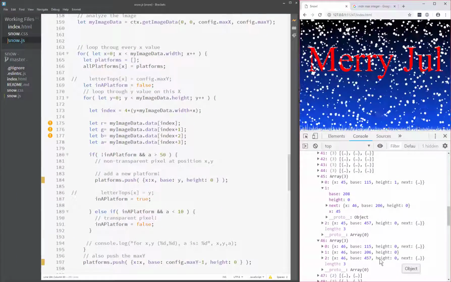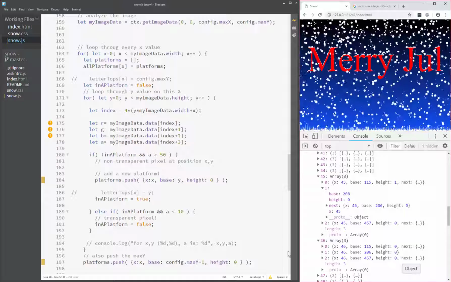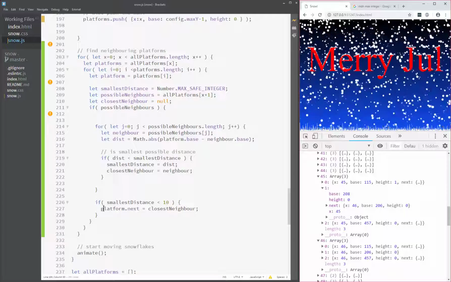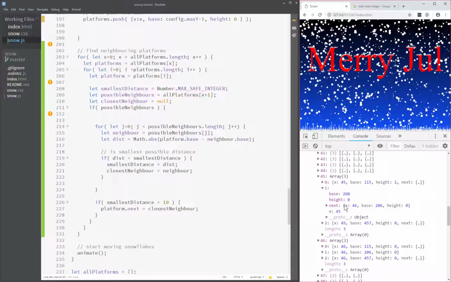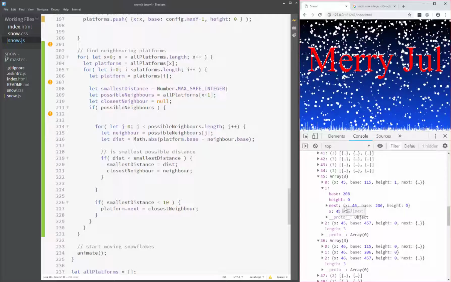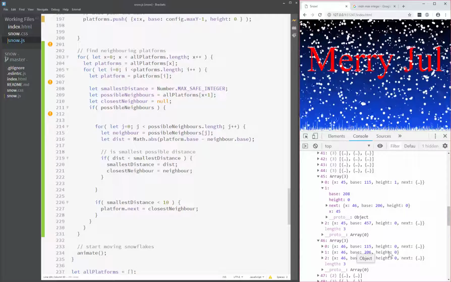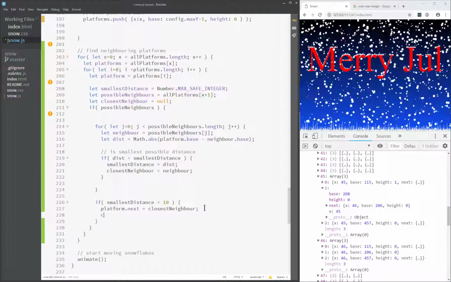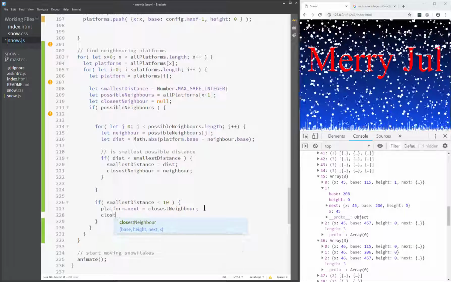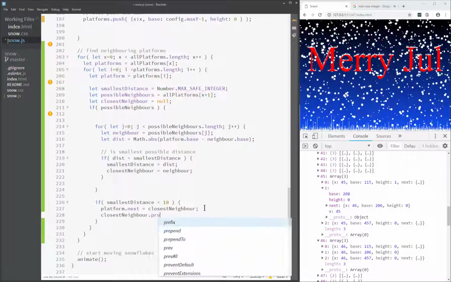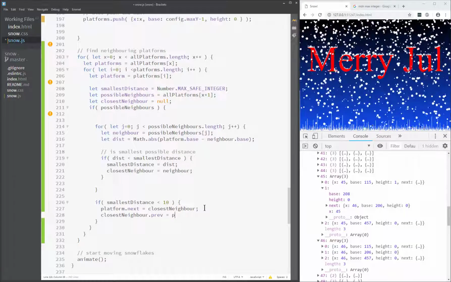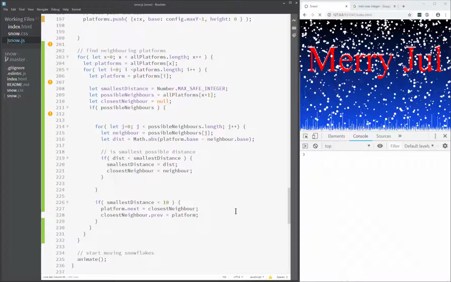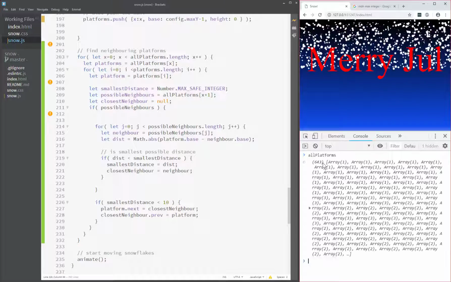Of course it has a neighbor to the left of it. And that's actually pretty easy to find. Because when this one has its next neighbor, then the next neighbor would have as a previous neighbor this one. So I could say, okay, then the closest neighbor's previous would be this platform. And that would link them back and forth. Let's just try and see if my idea works.